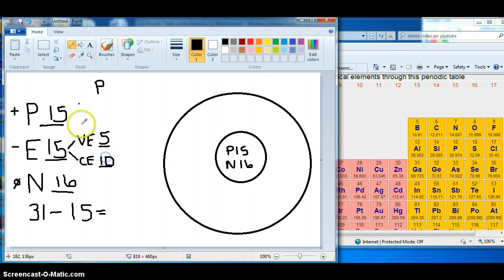Now that we know where those electrons go, we can go ahead and put them in our model. We put the 10 in our cloud. This is the cloud part of our model. And then we're going to put our 5 valence electrons. Valence electrons are those on the very edge. 1, 2, 3, 4, 5. We'll put our 5 valence electrons. And there we have a model of the atom phosphorus.